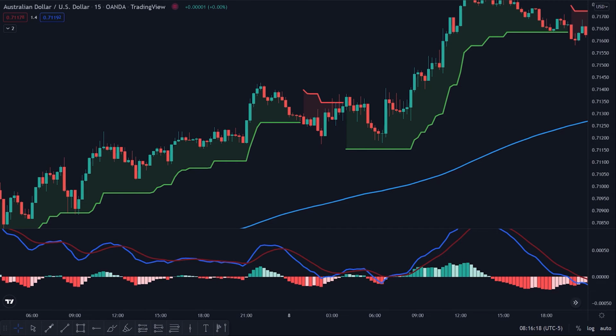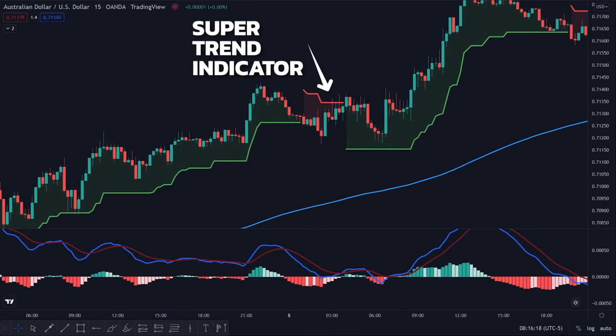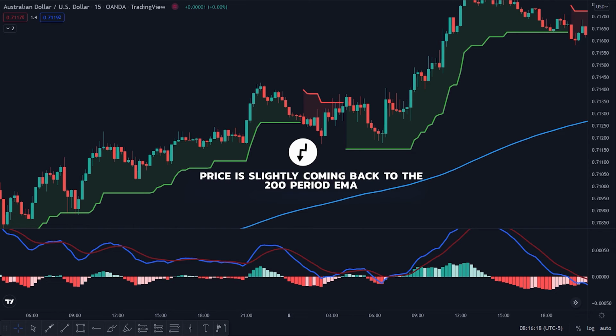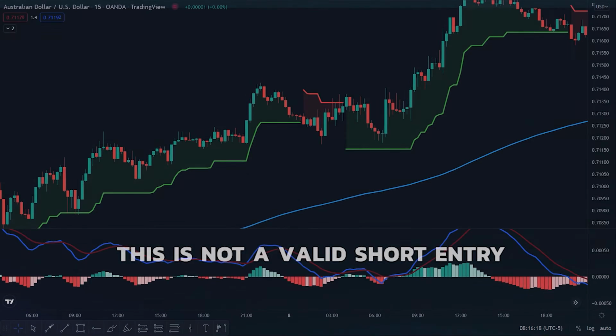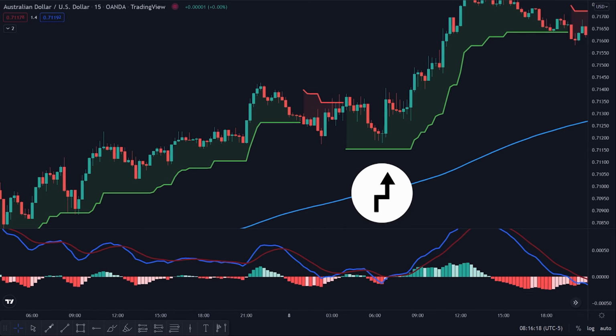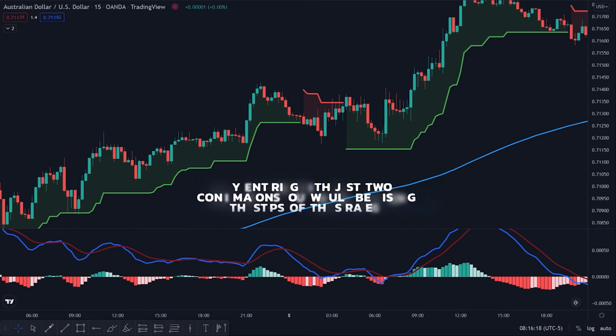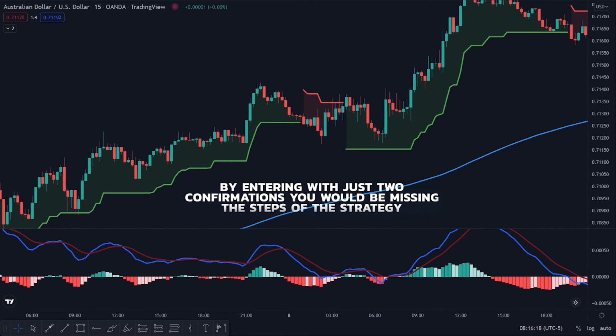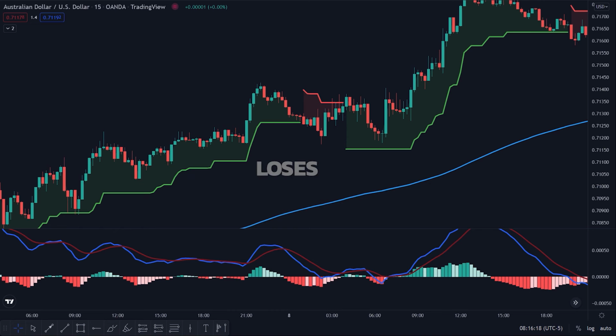Another example is if the super trend indicator is showing a red line while we were in a bullish trend. The price is slightly coming back to the 200 period EMA, but the MACD line has not crossed. This is not a valid short entry. Instead, this could be an uptrend continuation and the trend would be intact. By entering with just two confirmations, you would be missing steps of the strategy, and this could lead to losses and confusion in the future.